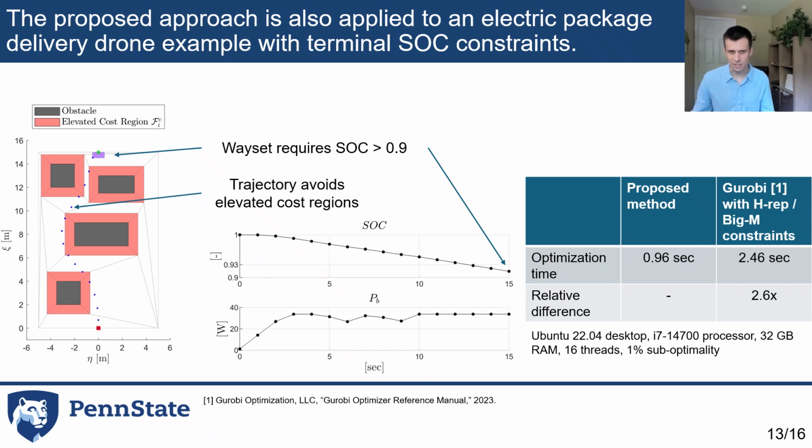And additionally, in this example, we have some regions of the map that have elevated cost associated with them. So the idea is that we want to disincentivize the UAS flying too close to an obstacle in this example. So here the motion planner is able to find a trajectory which both avoids the obstacles and the elevated cost regions while adhering to the waypoint set constraint at the end of the horizon. So you can see that the state of charge here is above 0.9 at the end of the horizon. And the optimization time in this case using our approach was about 0.96 seconds.